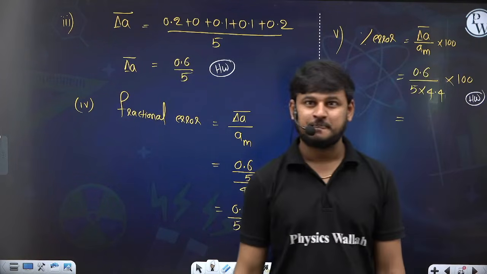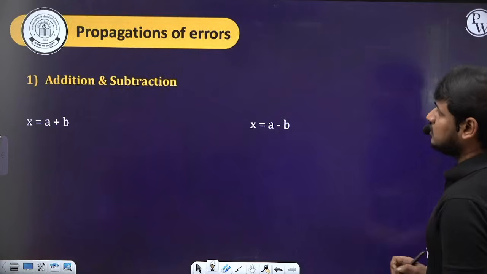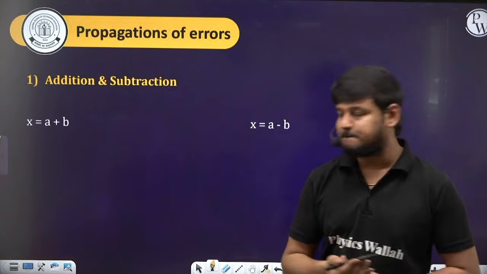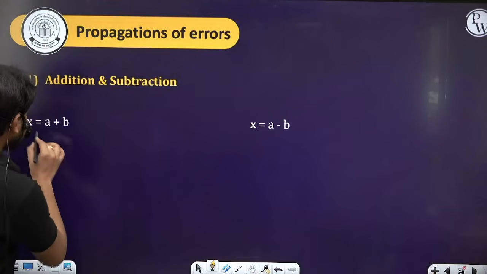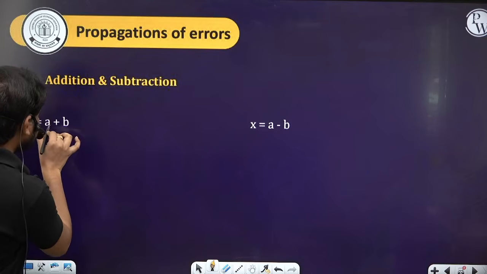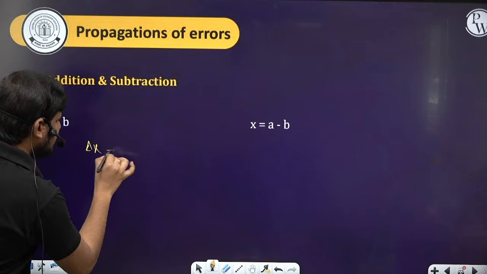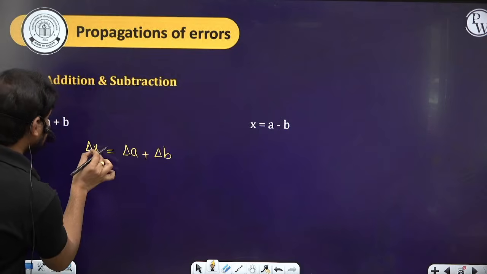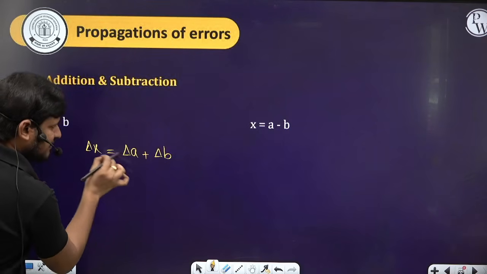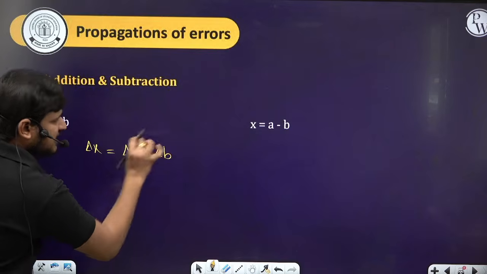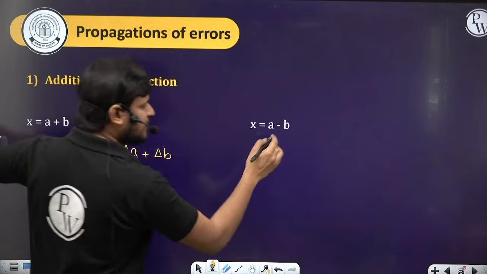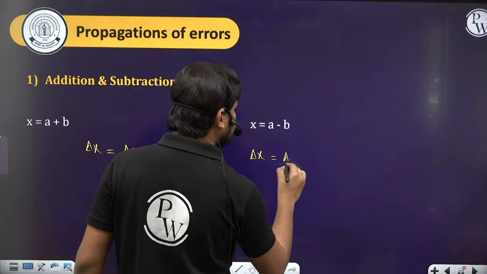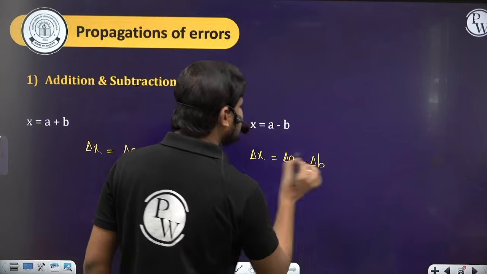Done? Okay, next. Now the propagation of errors while adding and subtracting, how the error propagates. See, the simple thing: delta x equals A plus B. Just write it as delta x equals delta A plus delta B. The error in the result will be equal to the error in A plus the error in B. That's it. While subtracting also it's the same thing.